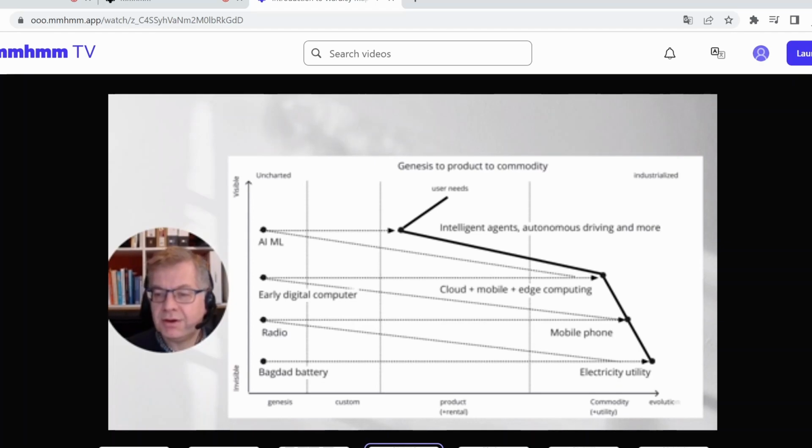communications and mobile phones, the early digital computer, which was highly specialized and expensive. It has become a commodity through cloud and mobile and edge computing. And now we have the new AI and ML, which is evolving. The current stage is intelligent agents. It will be enabling autonomous driving and more.